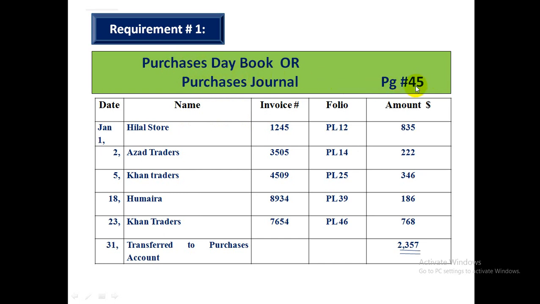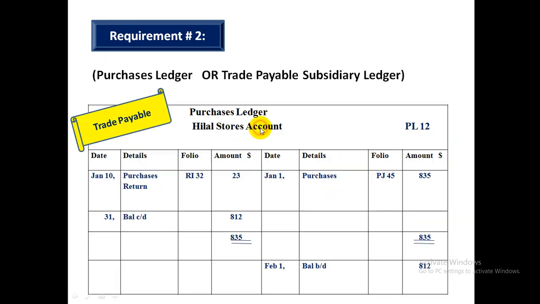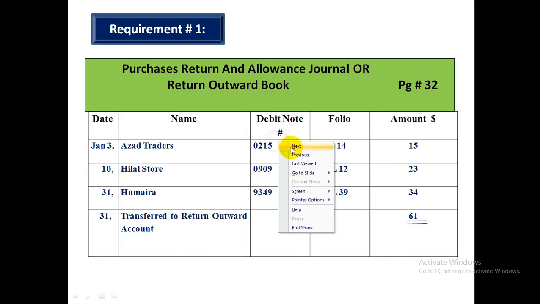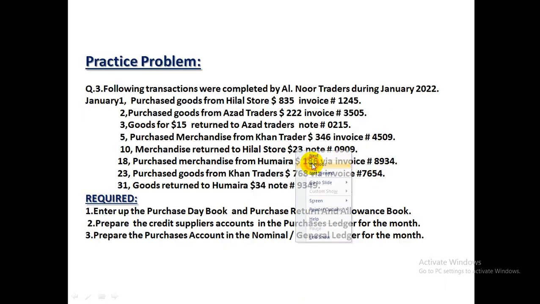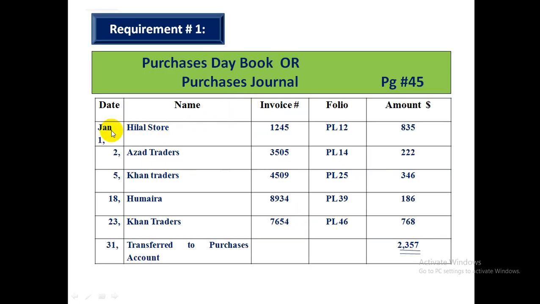A page number could be assumed. Sometimes it's given in the question. It will help us for the reference. Therefore, we are using any imaginary page number. Invoice number given in the question with each transaction will be written in the invoice number column. Purchase goods from Hilal store, the amount will come in the column of amount. Invoice number will come in the column of invoice number and Hilal store will come in the column of name. The date of the transaction will come in the date column.